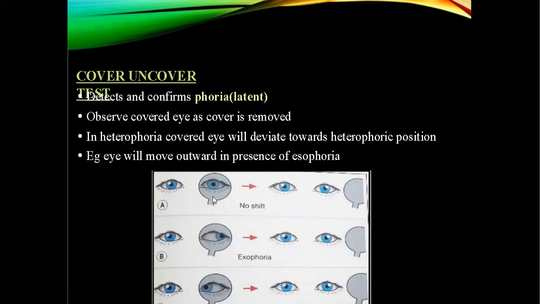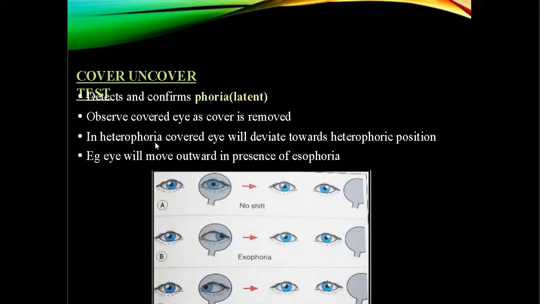The impulse, binocularity, is a very strong impulse, friends, because the patient wants to see with both eyes. The patient wants to have binocular vision. Fixation is maintained and there is no squint in latent squint. But when I cover one eye, that eye under cover moves and goes into its squinting position. And when I remove the cover, I check that there is again movement towards center. So this test will confirm the presence of phoria.